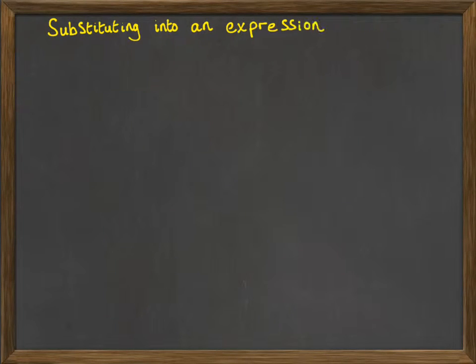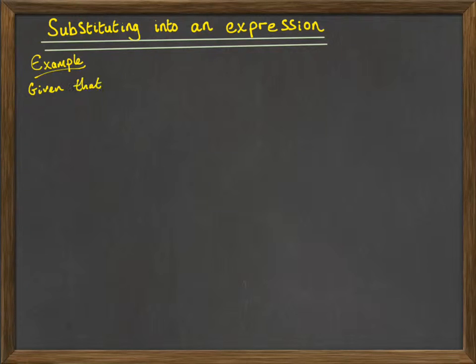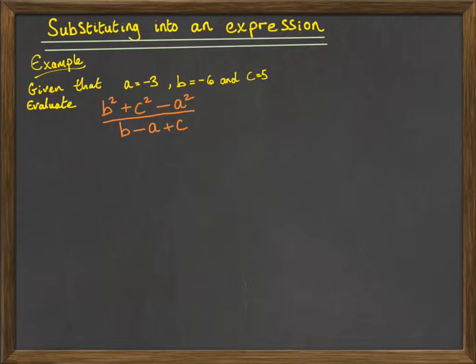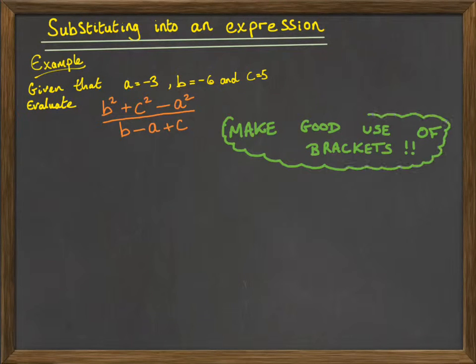Substituting into an expression. We're going to start with an example, and we're going to be given that a equals minus 3, b equals minus 6 and c equals 5, and we're going to evaluate this algebraic fraction. So the numerator has b squared plus c squared minus a squared, and in the denominator b minus a plus c. And the first thing I'm going to say is make good use of brackets.